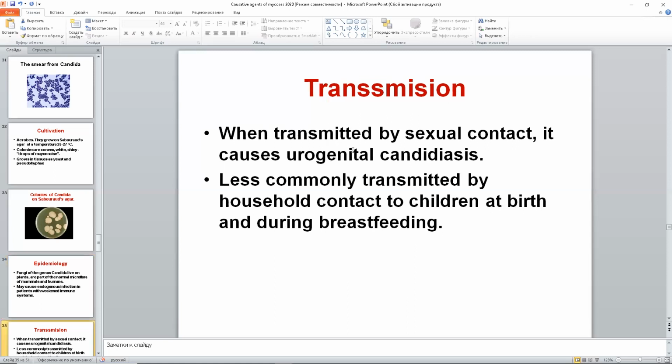So, transmission. Between adults, Candida is transmitted by sexual contact. And in this case, they cause orogenital candidiasis. And less commonly, it is transmitted by household contact, to children at birth and during breastfeeding.